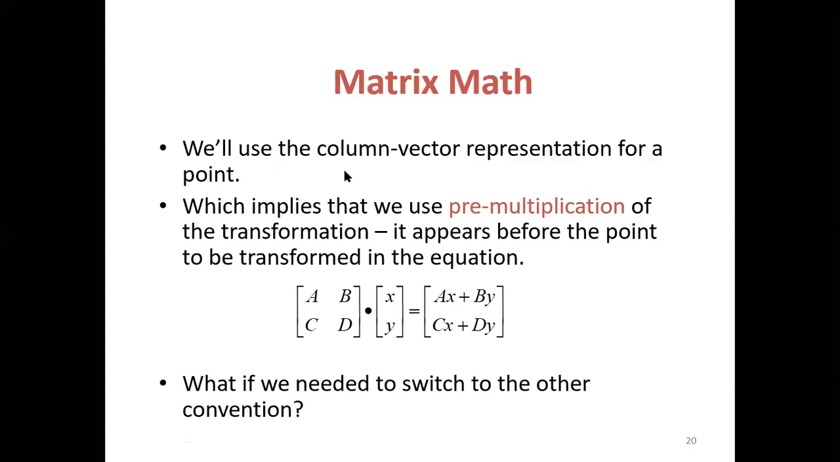So we will use what is called column vector representation for a point. That means each point X, Y will be represented as a column. So if you have a point like 5, 5, it will be presented this way. So why are we actually doing this? One advantage is this.